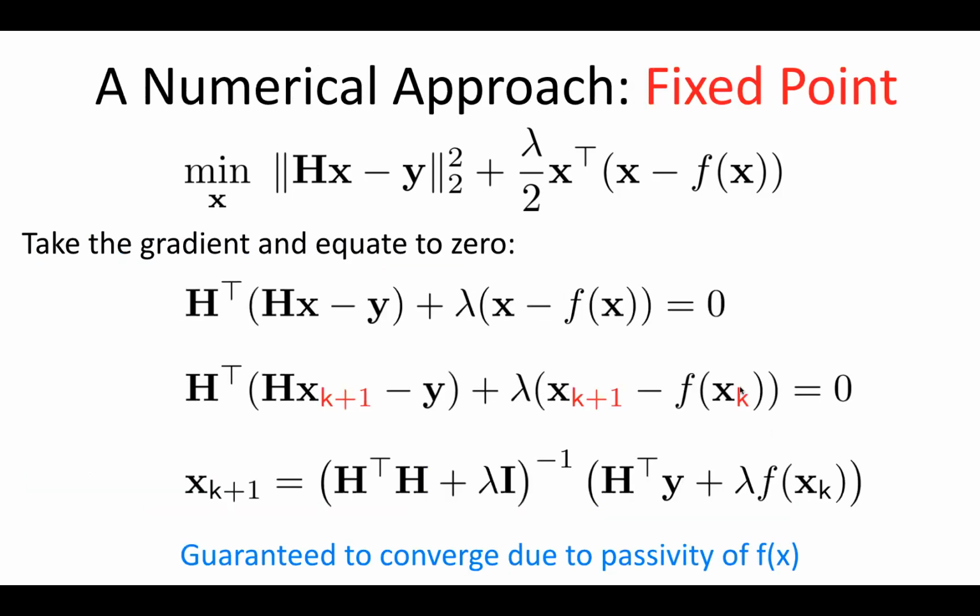All right, so for this particular case, let's go through and actually carry out a fixed point optimization and see how this would work. So the derivative of this first term is H transpose (Hx minus y). I guess there's a 1/2 missing there, but sorry about that. And then the second term, lambda times (x minus F of x), which as I said is the gradient of the second term. And then I'm just going to put indices on x_k and x_{k+1} and then rearrange the terms. And we see at the bottom here x_{k+1} is a matrix inverse times (H transpose y plus lambda F of x_k). And this thing is guaranteed to converge as long as F of x is passive, as long as F of x is not energy expanding.